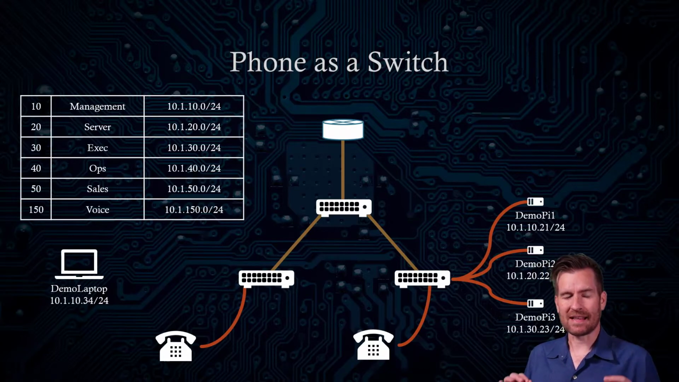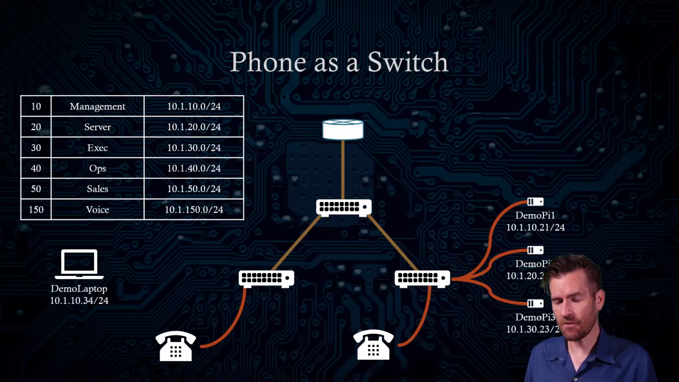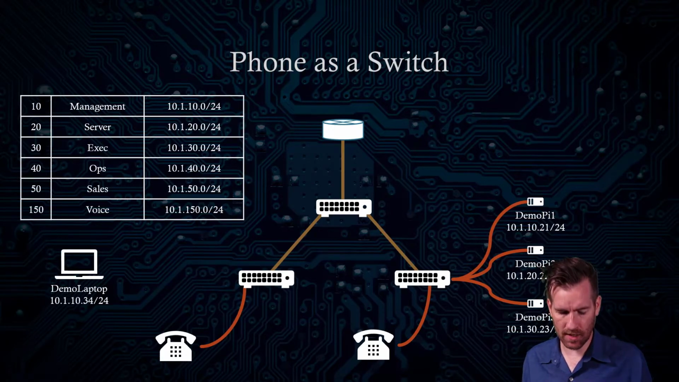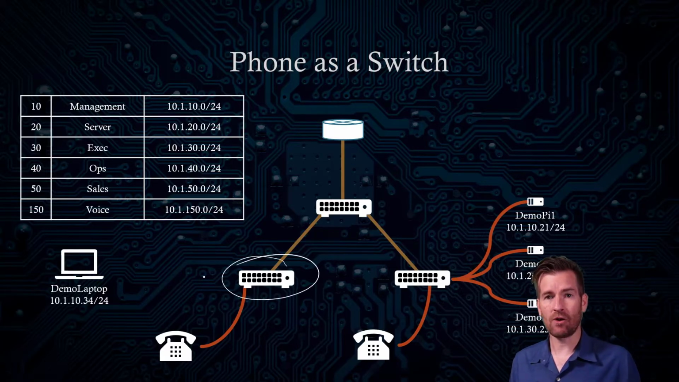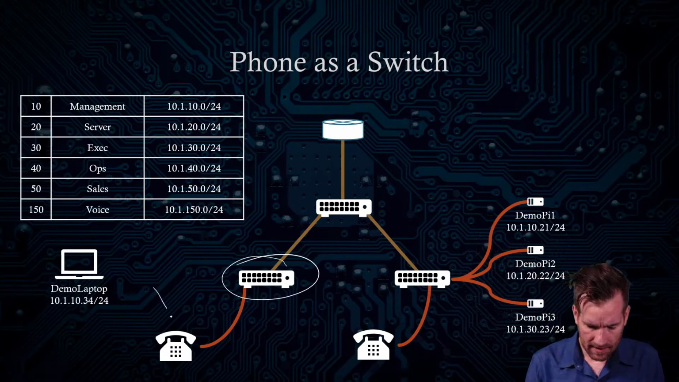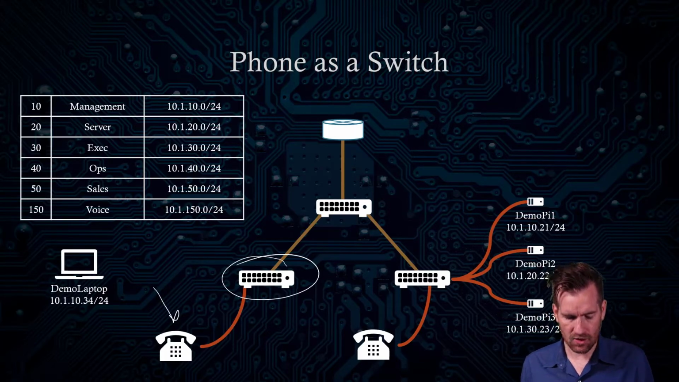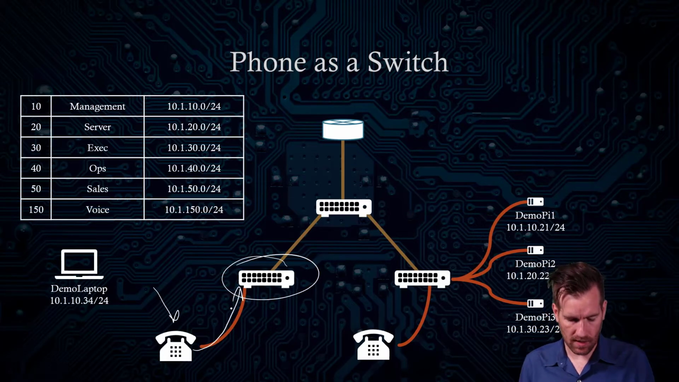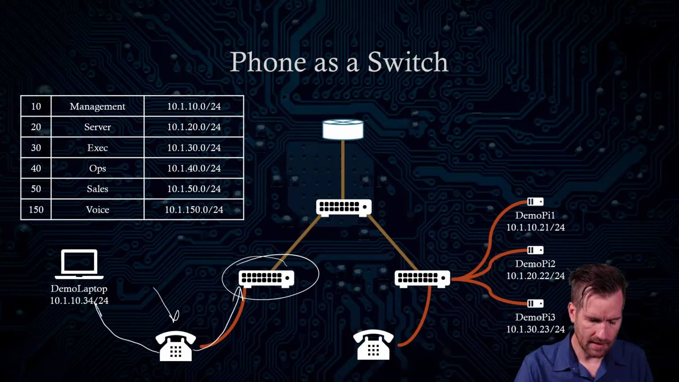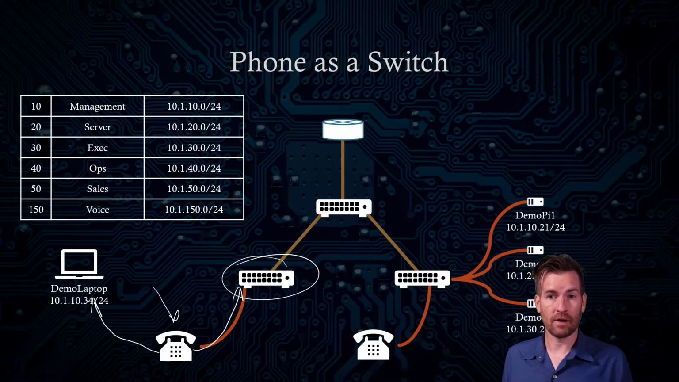Now, one of the things that's a little unique about a lot of the phones that are out there, and specifically the Cisco phones, is that the Cisco phone actually has a built-in switch. So just like you have a switch out here on your network, there is a mini switch inside of this phone. There's two ports. One of the ports is connected into that switch. The other port is connected into your laptop or whatever other device.